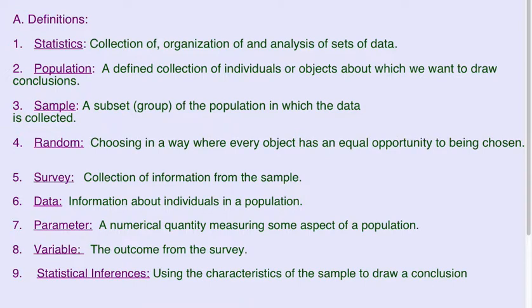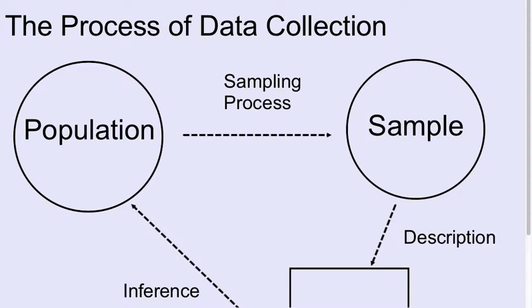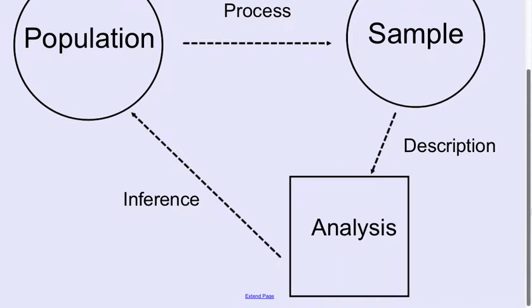And then statistical inference is using the characteristics of the sample to draw conclusions. Maybe after you've completed your survey and organized it, you noticed the favorite color of the freshman class is red. So that would be drawing a conclusion. This is the process that you would go through to collect your data. You have a population, you would go out and collect your sample, describe that sample, then you'd have your analysis and then your inference. So just a little organization of what we talked about on the previous slide.